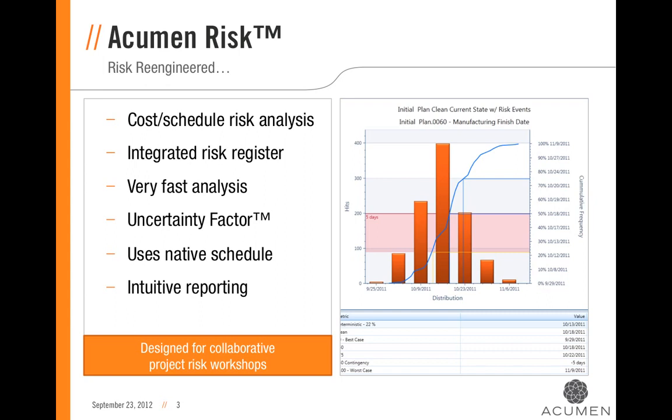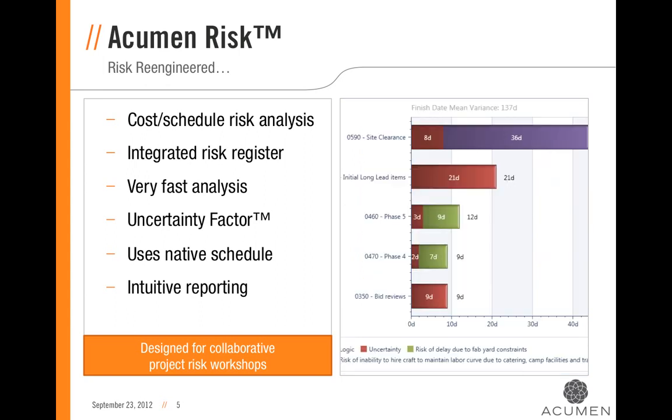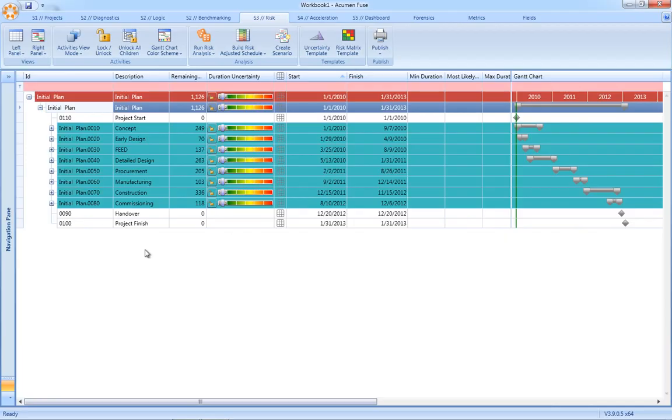It also allows you to use the native schedule as the basis for building your risk model. Tying it all together, Acumen Risk provides highly intuitive reporting, allowing you to quickly and easily get insightful and meaningful results from your risk analysis. Acumen Risk integrates with multiple scheduling platforms, including Microsoft Project and Primavera, and can operate in both a single project as well as a multi-project mode.